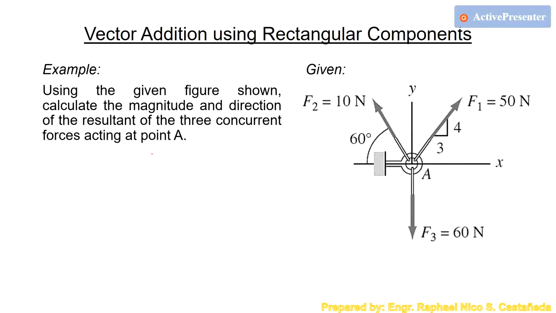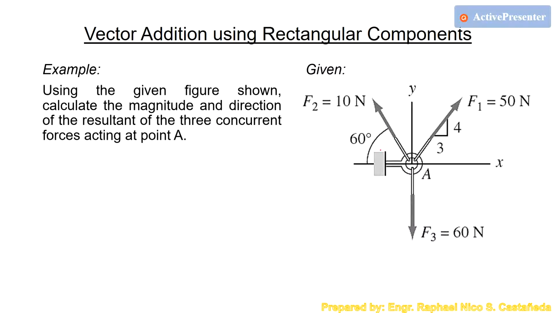First, let's have an example in a two-dimensional system. Using the given figure shown, calculate the magnitude and direction of the resultant of the three concurrent forces acting at point A. So at point A here, we have a concurrent force system. When we say concurrent force system, vector addition is mostly applied in this type of force system, because you can add forces that are concurrent, or passing through a common point, meaning all the forces are intersecting at a single common point. In this case, it is point A.